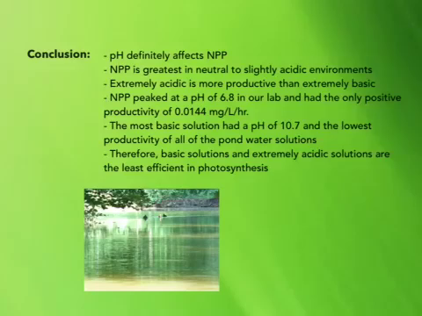The net primary productivity peaked at a pH of 6.8 in our lab and had the only positive productivity of 0.0144 milligrams per liter per hour. The most basic solution had a pH of 10.7 and the lowest productivity of all the pond water solutions. Therefore, basic solutions and extremely acidic solutions are the least efficient in photosynthesis.